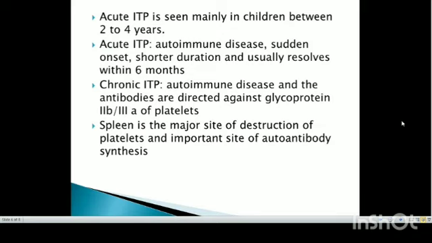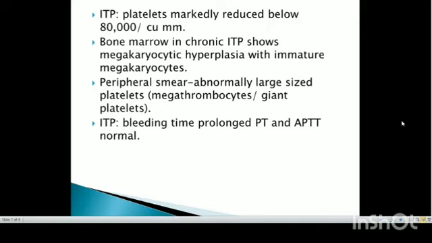But in chronic ITP, it is an autoimmune disease and the antibodies are directed against glycoprotein IIb/IIIa of platelets. The spleen is a major site of destruction of platelets and an important site of autoantibody synthesis. In ITP, platelets are reduced below 80,000 per cubic mm. The bone marrow in chronic ITP shows megakaryocytic hyperplasia with immature megakaryocytes, and peripheral smears will show abnormally large-sized platelets, called giant platelets or megathrombocytes.